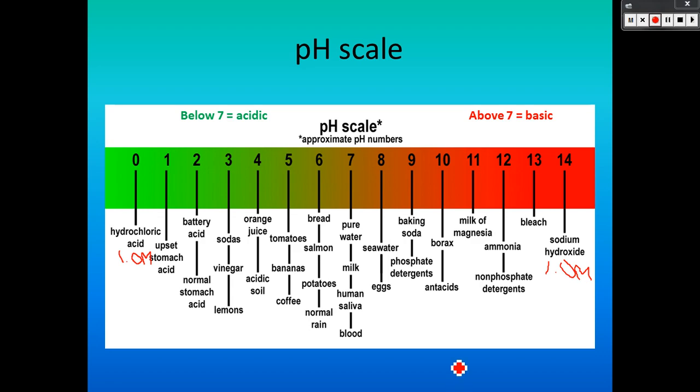And then, in the middle, we have 7, and that's called neutral. Neutral just meaning not acidic or basic. And so things that are neutral are? Pure water, pH 7. Milk, pH 7. Human saliva. Do you know what human saliva is? Spit. Blood has the pH of 7. Yeah. So all of those things are considered neutral.